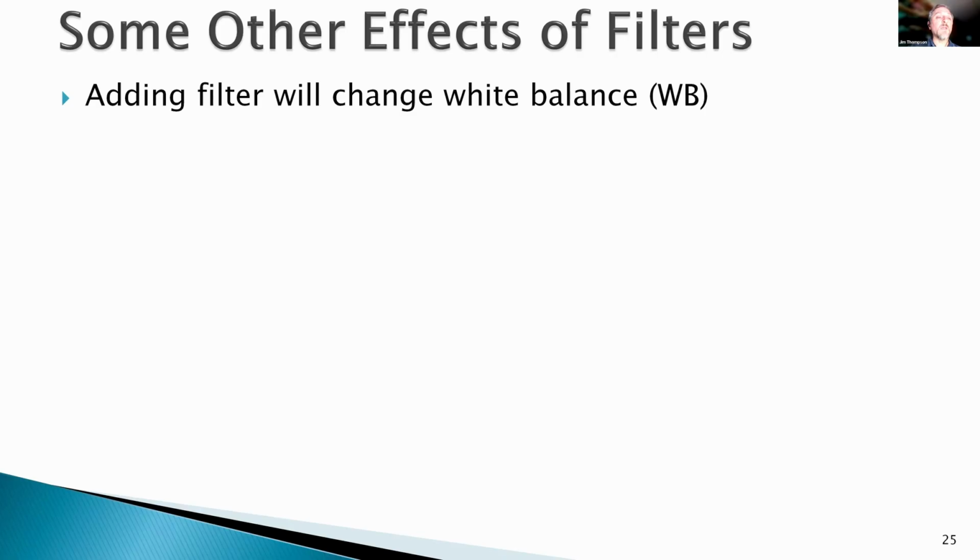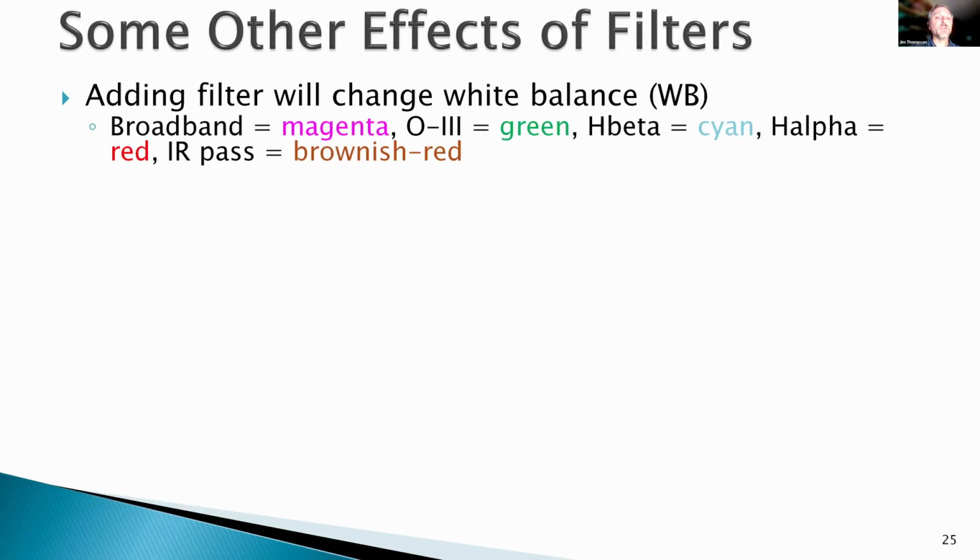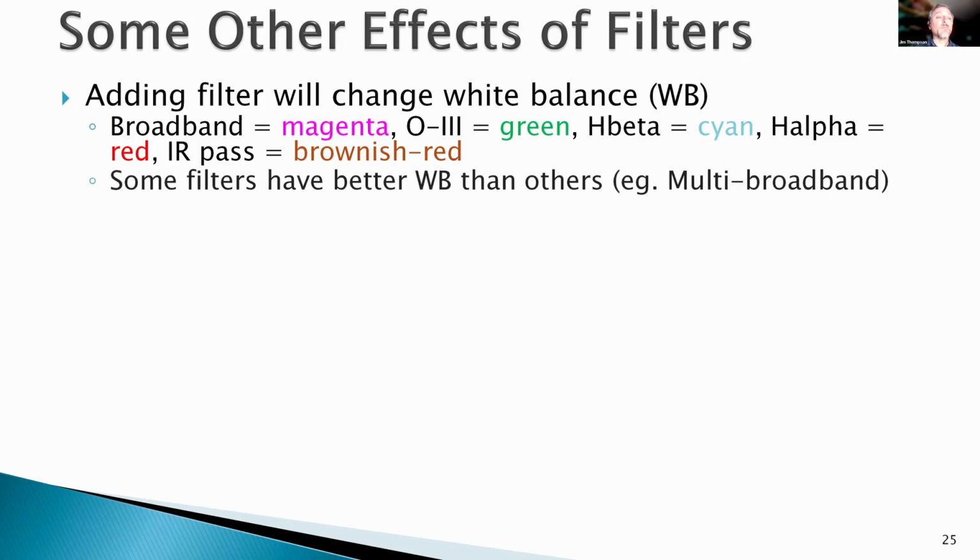Besides the beneficial effects mentioned already, filters have a number of other effects on your observing or imaging. The first thing to note is that filters change the scene's white balance. Broadband filters add a magenta hue, O3 a green hue, H beta cyan, H alpha red, and IR pass a brownish red color. Some filters are better than others for white balance. For example, multi-broadband filters give a good color balanced image.